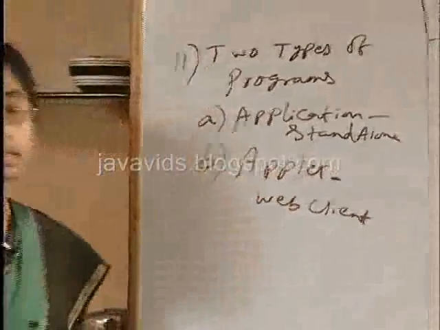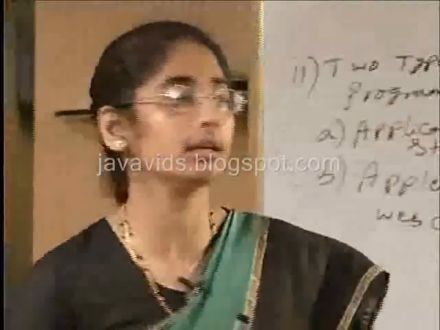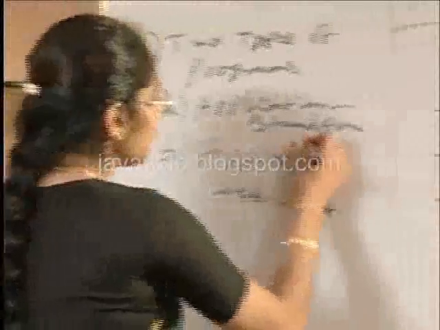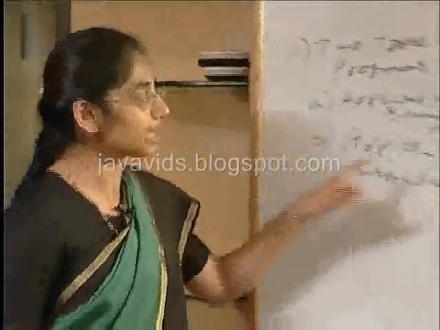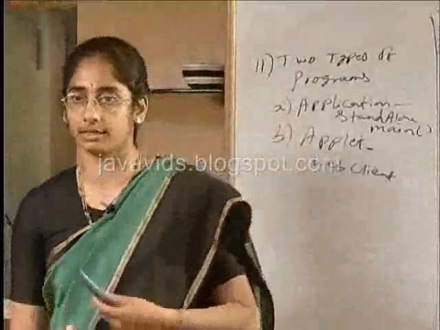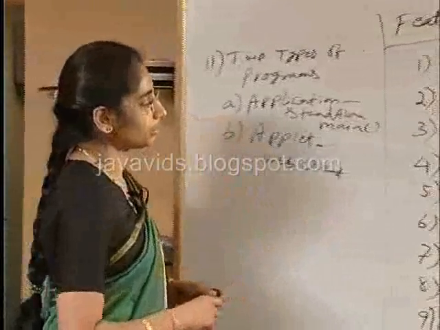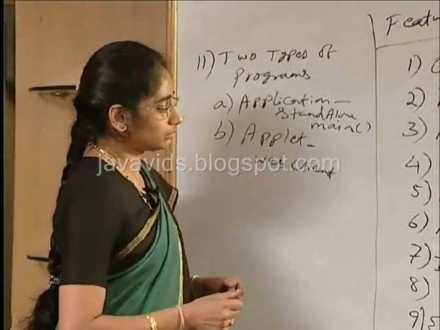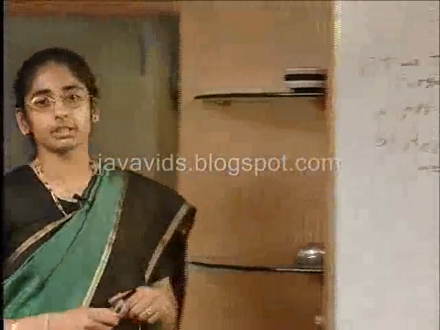An application, since it's a standalone program, always has to start at a particular point, and that's nothing but the main function. So we need to have a main function in the case of an application program, whereas in the case of an applet it has its own life cycle. So these are some of the features of Java. We'll be looking at the other, more advanced features later.